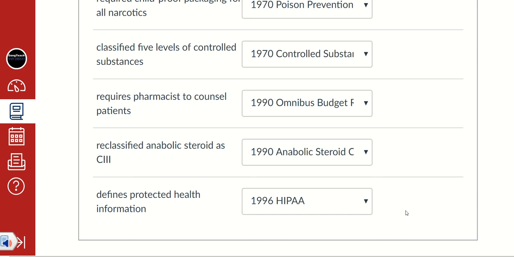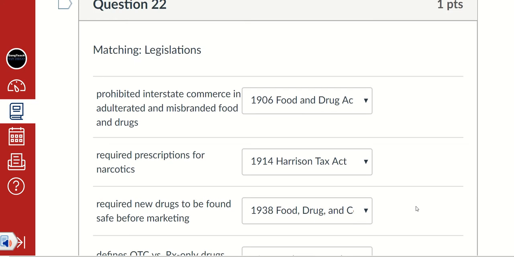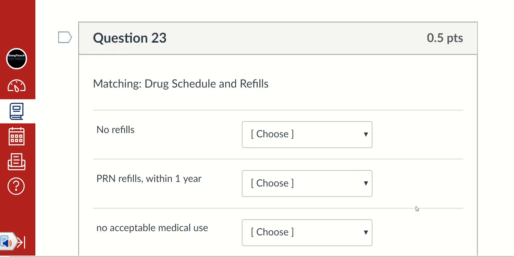1996. So for this exercise, I just put everything in chronological order. So if you caught on, you would only have had to stumble on a couple of them. But on your exams and quizzes, it will not be in chronological order. The computer does it automatically.